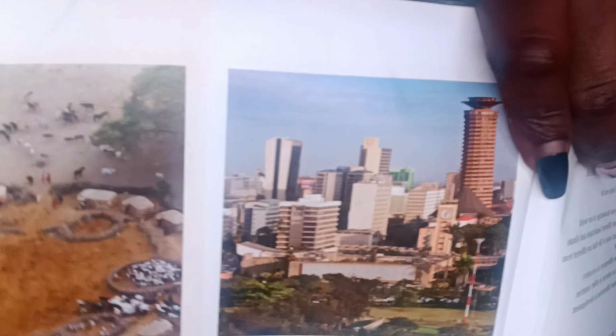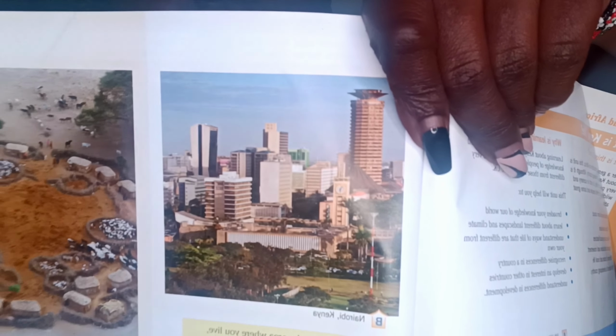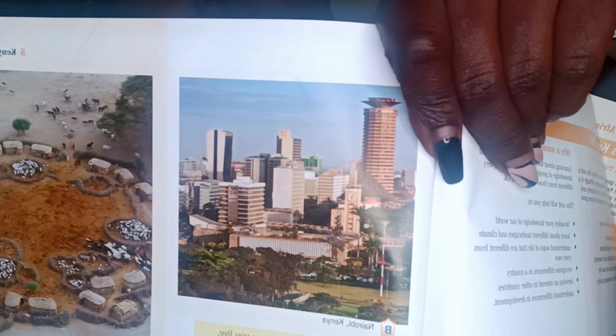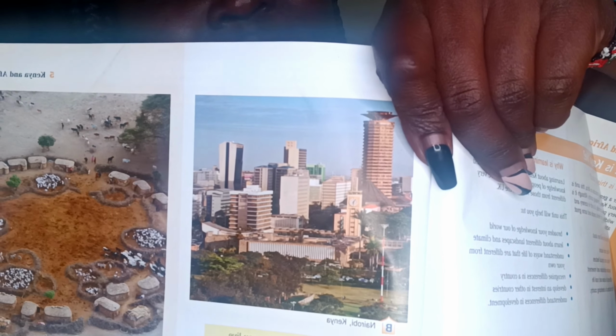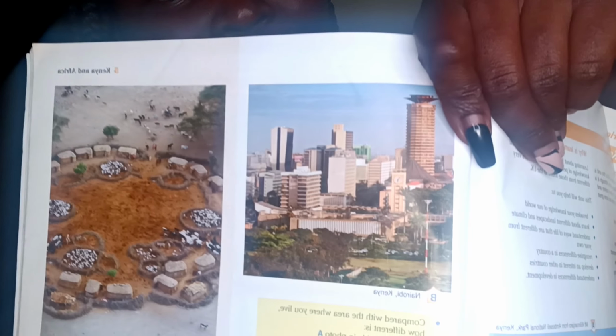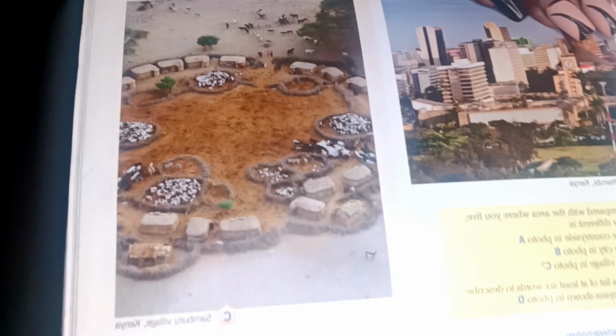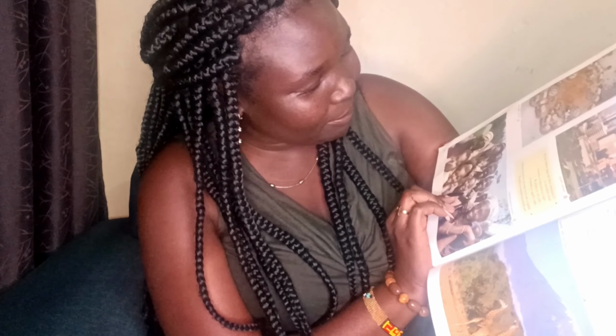So let's start with the pictorials. There is a picture of Nairobi here, a very beautiful picture. I don't even have a problem with that. So you see, this is how Nairobi looks. I'm sure you can identify some of the buildings there, like KICC and others. This is Samburu village in Kenya. Let me tell you something that will shock you.